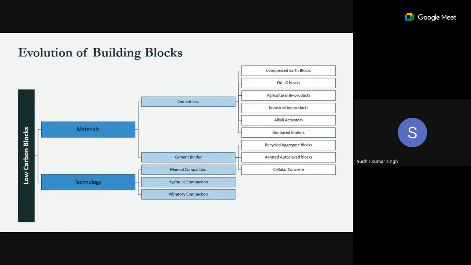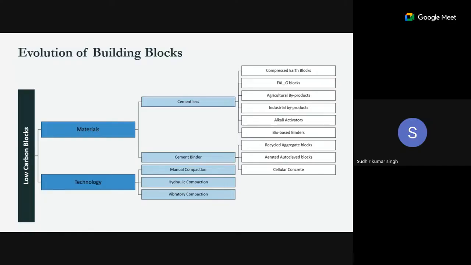Or if you are going for cementless, you have n number of options: compressed earth block, then fly ash lime gypsum block, and so on and so forth. There are many. What happens is, if I'm using industrial waste, I outrightly declare that because I'm using an industrial waste, my material is a low carbon material. Right? But then I have to go for the flow chart, which I have seen, and do an analysis of whether it is really a low carbon material.